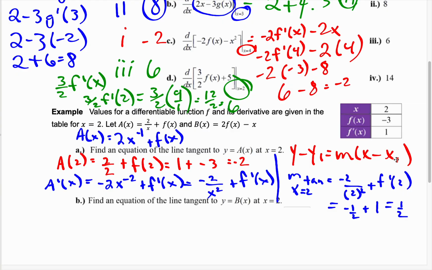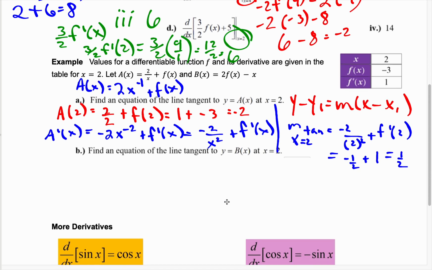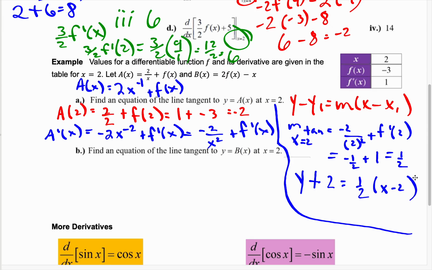Okay, so we're ready for our equation of the line. I'm going to scroll down a little bit. I'm going to take my little eraser and go like this. Okay, so here we go. y minus y1, which we found to be negative 2. m is 1/2. There's the equation of the tangent line.